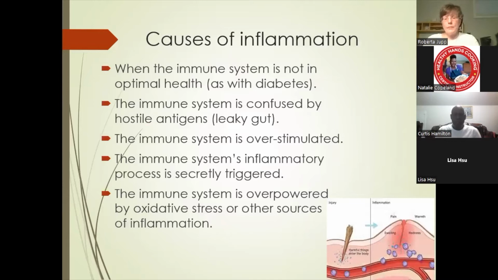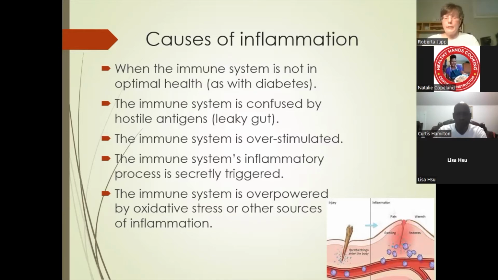So what could cause some of this inflammation? Again, if we don't have an immune system that's in optimal health, and with diabetes we see a lot of folks that don't have a very strong immune system. Sometimes there's a situation with a hostile antigen, and that means a leaky gut. So we have some holes in our intestinal tract, and things get through from our intestinal tract into our bloodstream. And so the body overreacts because we've got too many of these antigens stimulated. If it's bombarded on many sides with many different types of disease causing things, it tends to overreact.